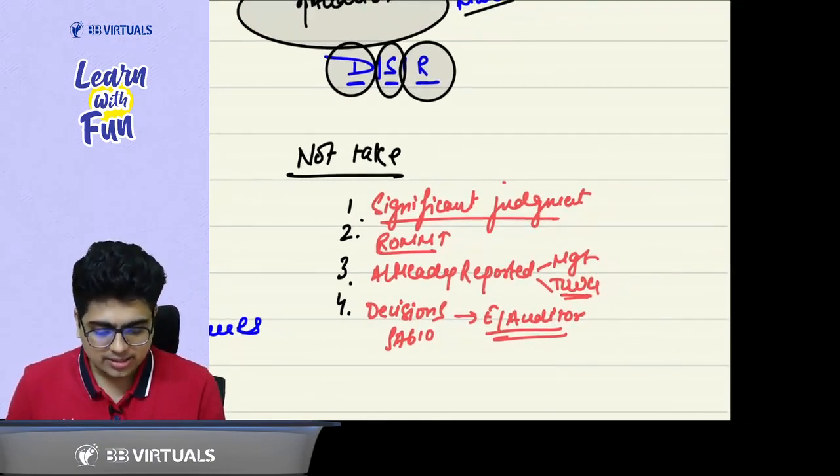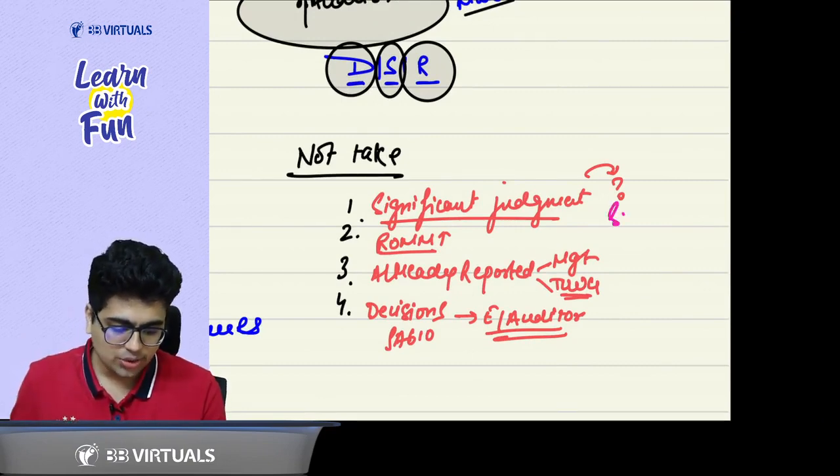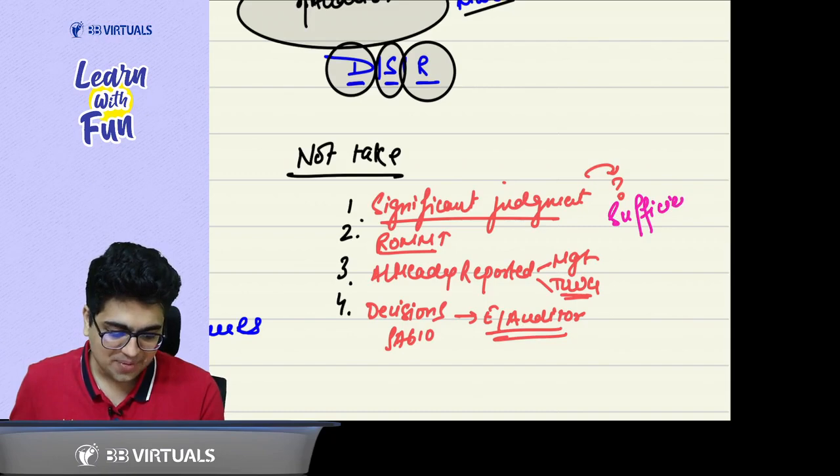Now your question: what are the areas of significant judgment? For significant judgment, you need sufficient degree. Come on everyone.